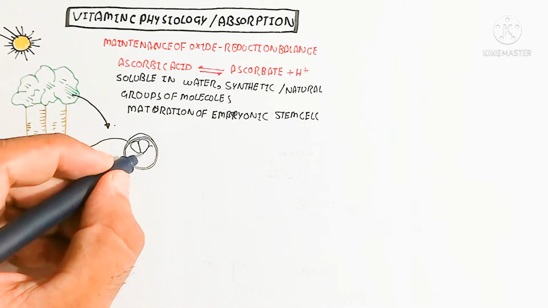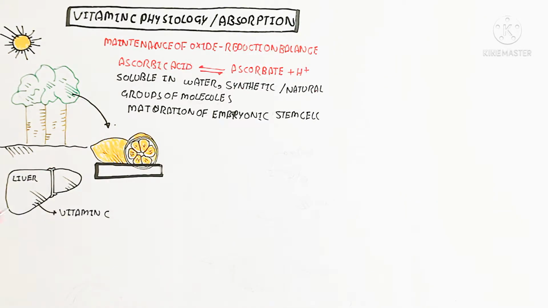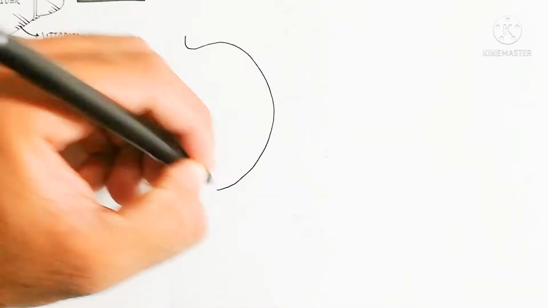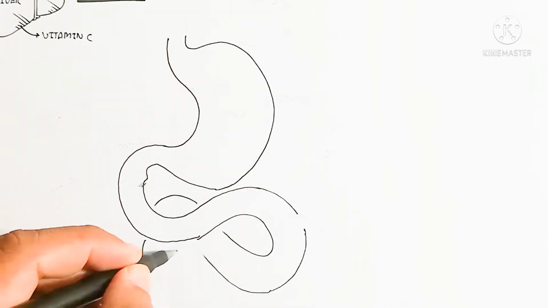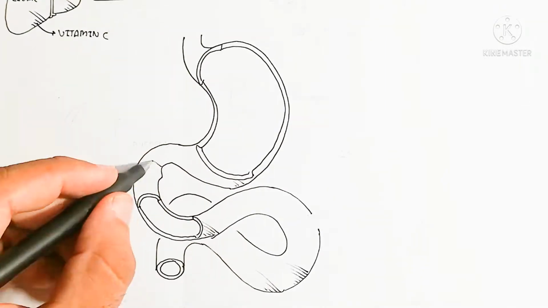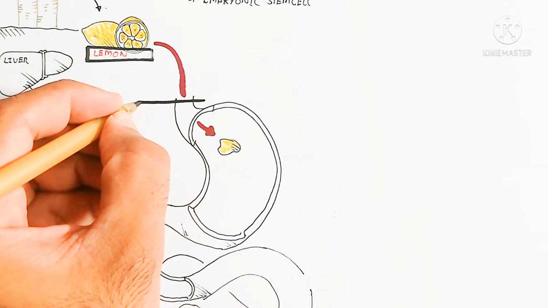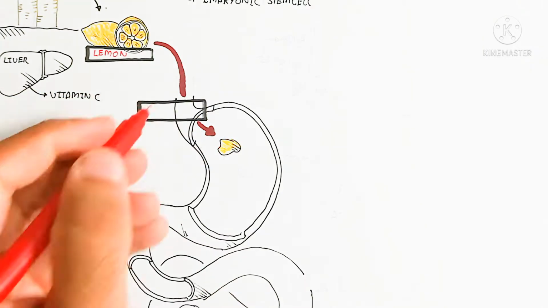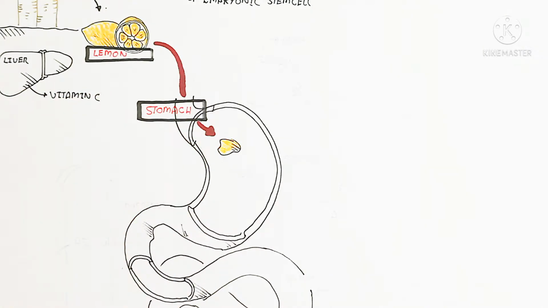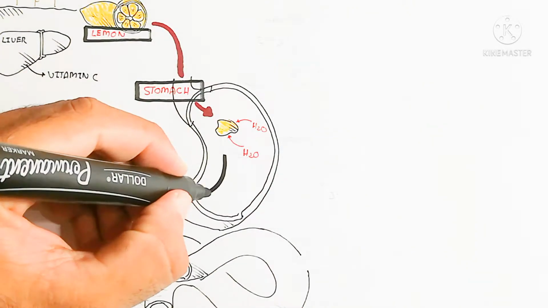When eaten, this vitamin C goes into the stomach. Because it is water soluble, it will be mixed into the water. After mixing into the water, it will go into the duodenum, then the duodenum to ileum. Part of the vitamin C is absorbed into the blood circulatory system through enterocytes, in the form of ascorbate.